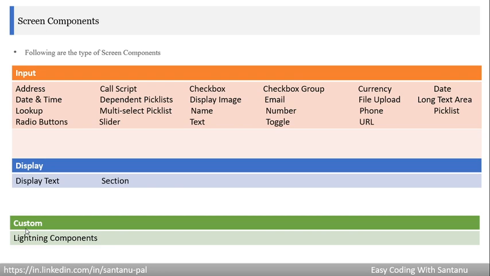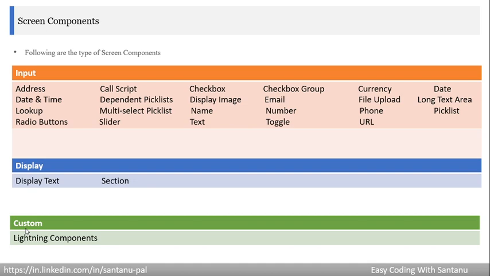There are three types of screen components. One is for input, another is for display, and the last one is custom components. There are multiple input components for screen flow, or rather screen components, such as address, date and time, lookup, radio buttons, call script. There are many more. We can visit the critical ones in the ongoing demo.